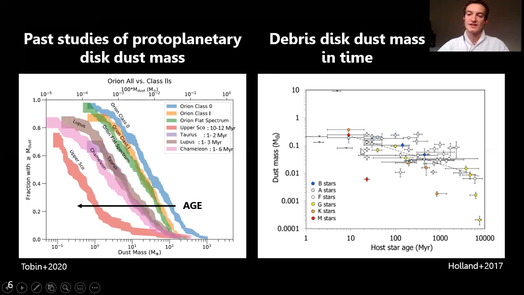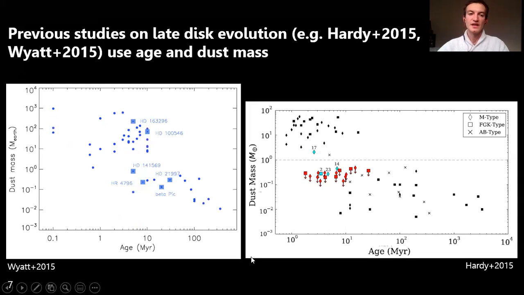But what we're particularly interested in is the fact that the debris disk dust masses start around 0.1 Earth masses, which corresponds to the tail end of the protoplanetary disk dust masses. So this is a junction point that we want to investigate further. And some people have already looked at this. Previous studies on late disk evolution primarily use the dust mass as a function of age, seen here in both plots, and show that around 10 million years, there's a dramatic decrease in the dust mass of these disks. And then we're finally into the debris disk phases.